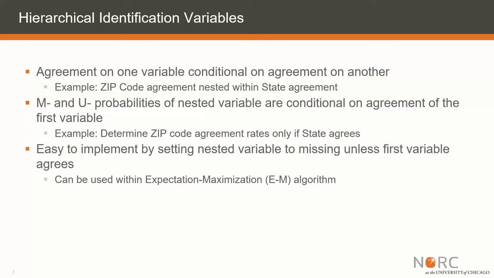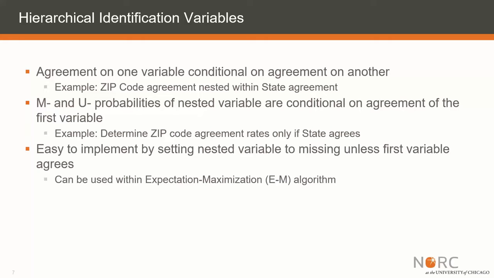That would raise the question, why are you using both zip and state? Why can't you just use zip code or postal code? The answer is that generally there are going to be cases when you don't have a postal code. So you do want to give credit for the fact that the province or the state agrees, even when the postal or zip code is not available. The easy way to implement this is by setting the nested variable to missing unless the higher level variable, the province, agrees.